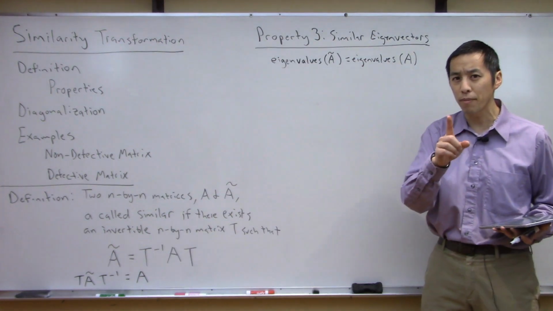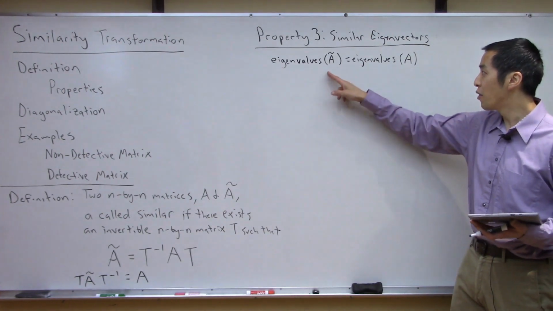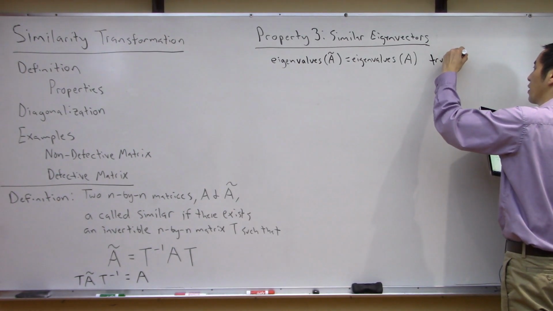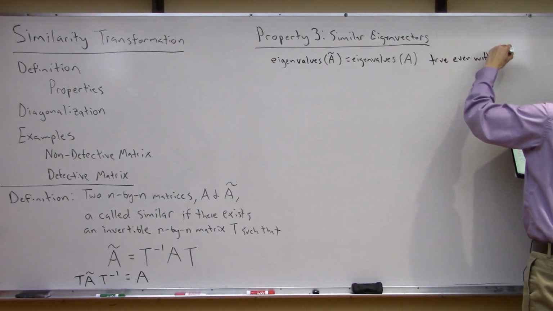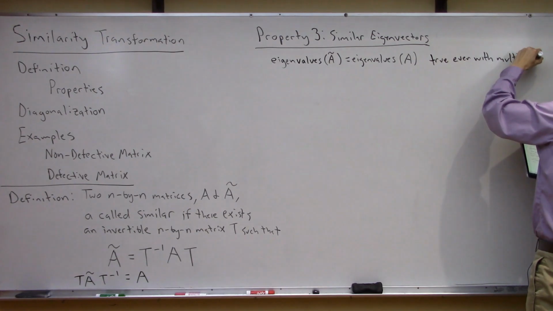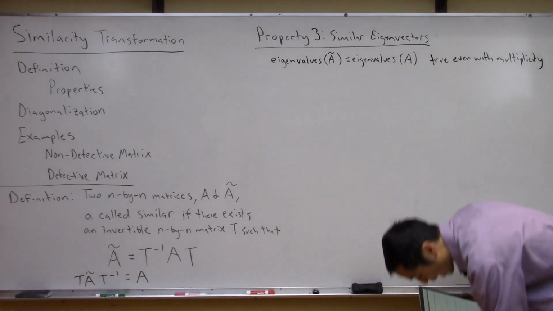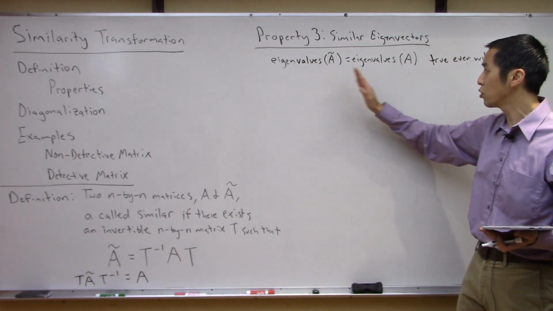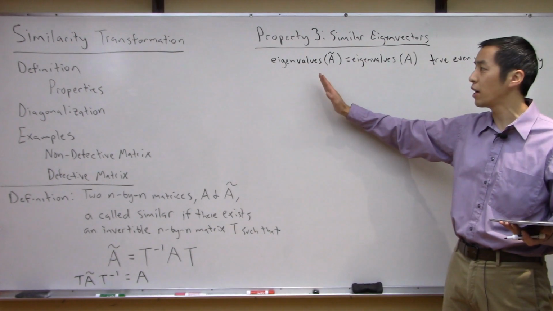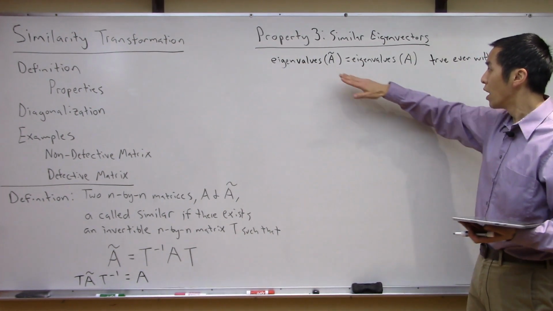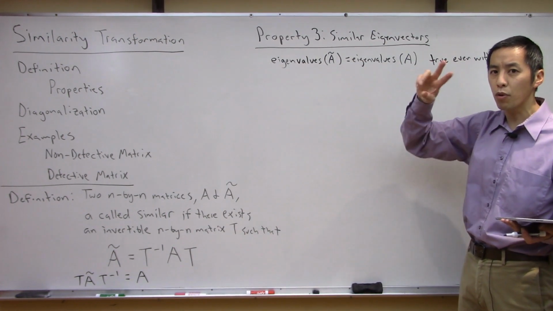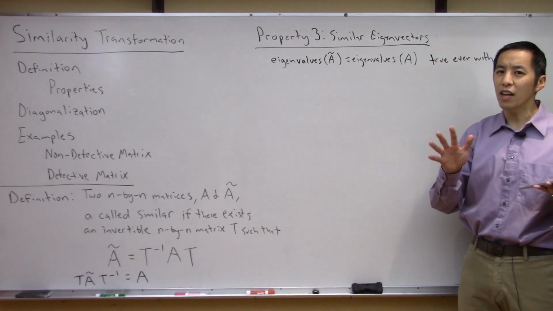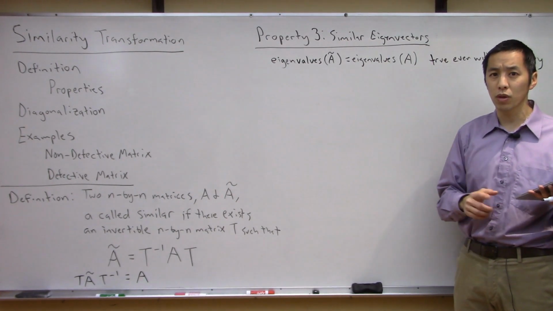Actually, I should mention before we move on to the third property that this is true even with multiplicity. Let me write that down. Even with multiplicity. Meaning, even if there are repeated eigenvalues in A or A tilde, it doesn't matter. This is still going to hold true. Under the similarity transformation, you'll still have those same repeated eigenvalues showing up in A tilde. So that's the discussion on the eigenvalues. Property number 3 looks at eigenvectors, and this is where it's not the same, but they're similar. So we're going to take a look at that right now.